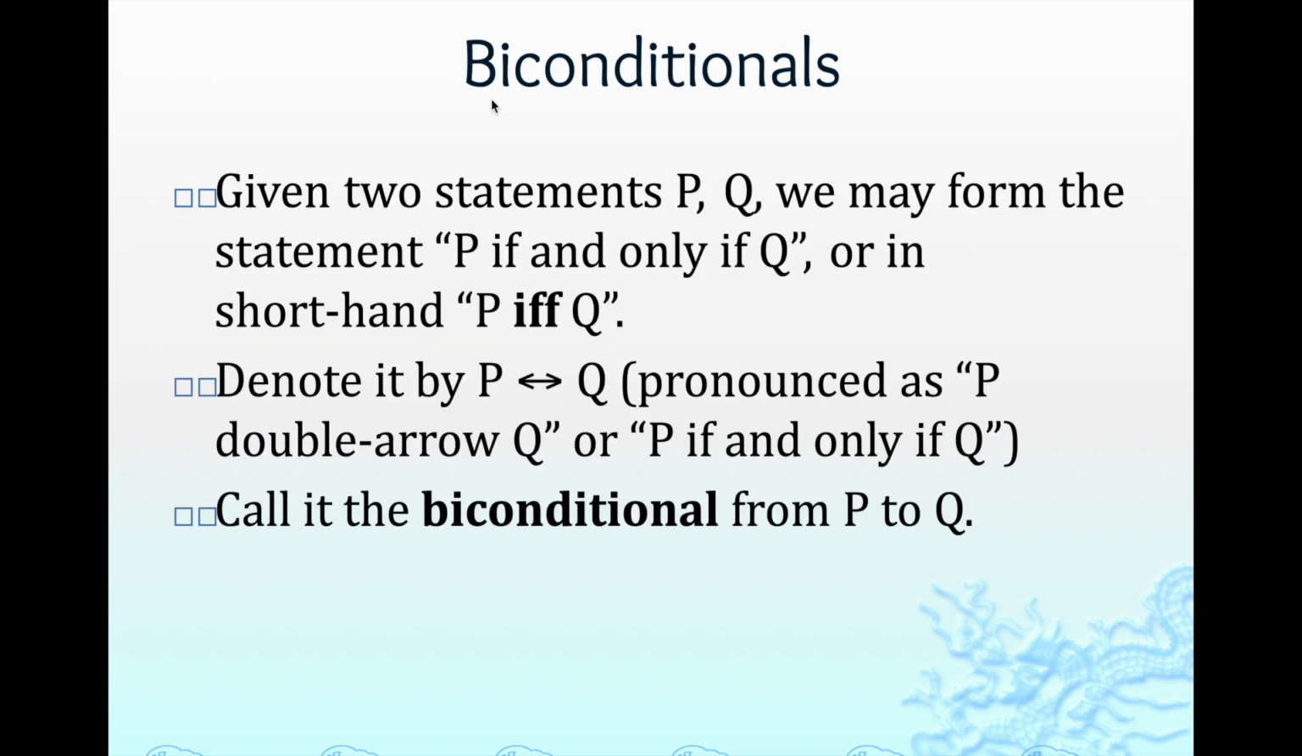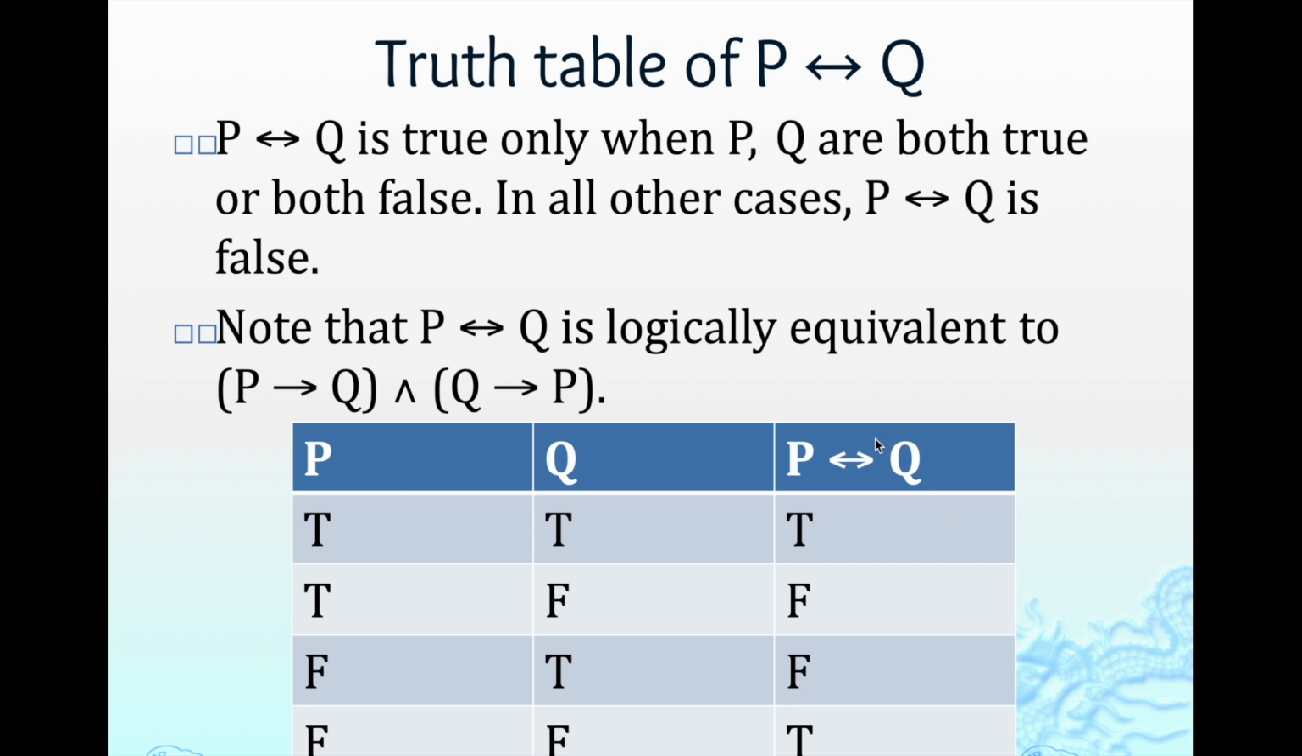Let's talk about biconditionals. Given two statements P, Q, we may form the statement P if and only if Q, or in shorthand P iff Q. We denote it by P if and only if Q, and we call it the biconditional from P to Q. So let's talk about the truth table of P iff Q. This statement is true only when P, Q are both true or both false. In all other cases, P iff Q is false.